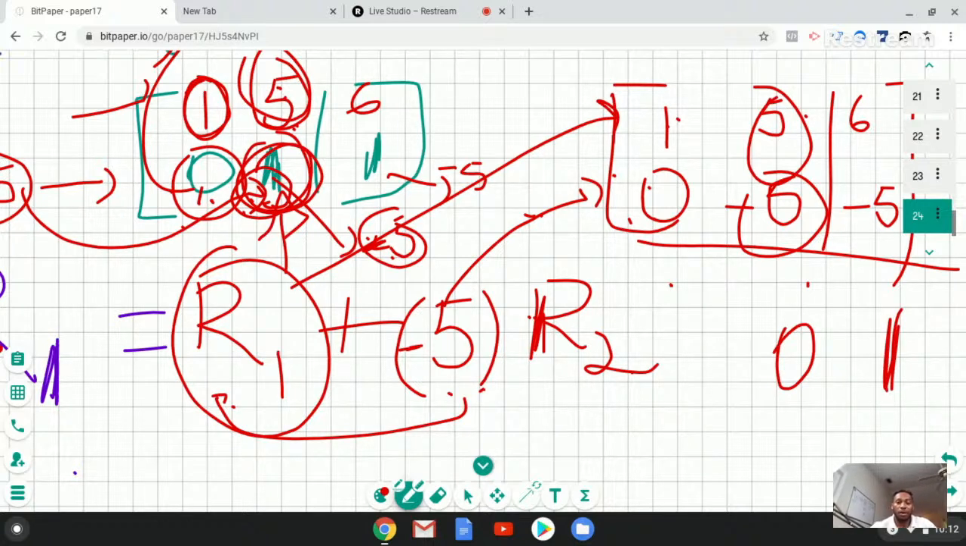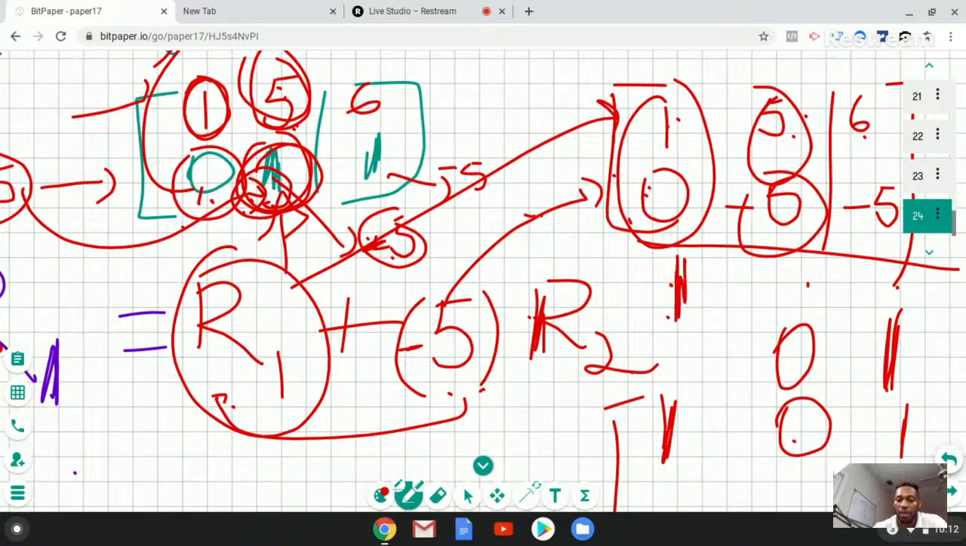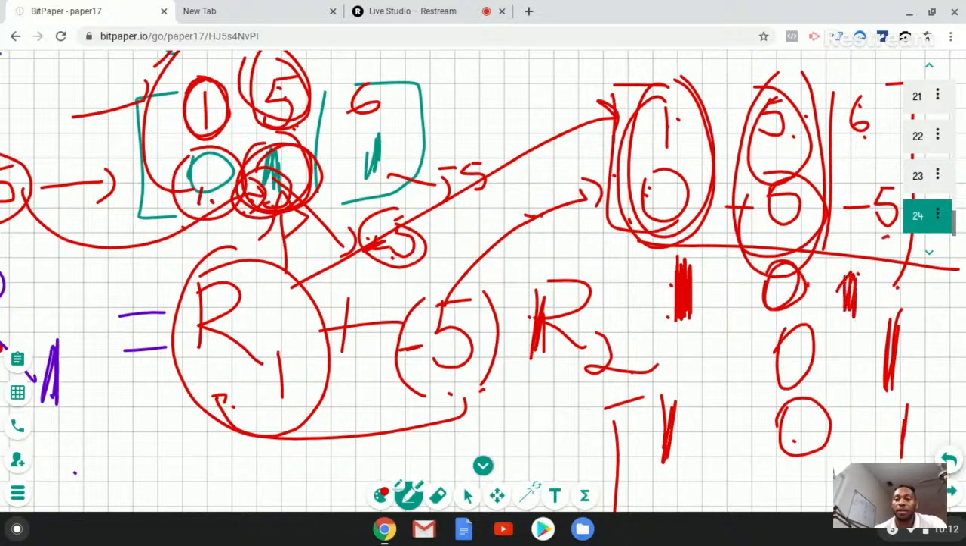So I'm going to have a 0, then negative 5 times row 2 gives 0, and then this one is 1, right? Because 0 plus 1 is 1, and that's what's going to be replaced in row 1. 0 plus 1 is 1. Negative 5 plus 5 is 0. 6 minus 5 is 1, right? And that's what we're going to replace row 1 by.